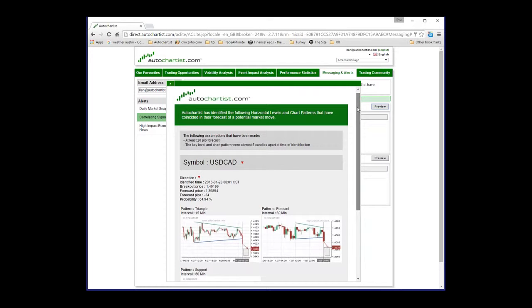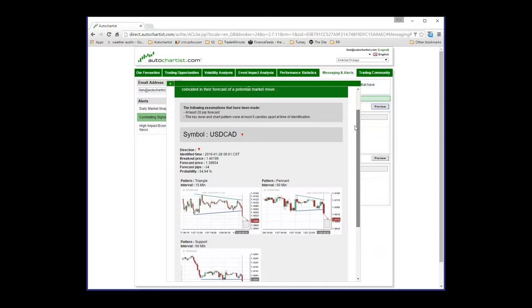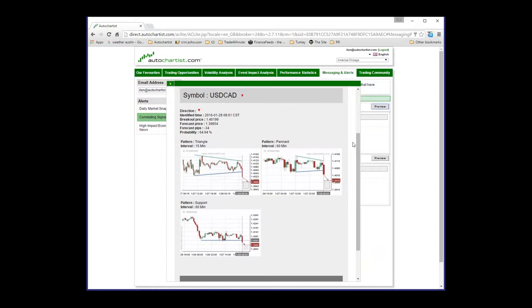Correlating signals are basically notifications that Autochartist sends to you in your email of when technical chart patterns and horizontal levels say the same thing about an instrument. So Autochartist is currently forecasting USD CAD, so basically the Canadian dollar to strengthen against the US dollar, by about 34 pips.